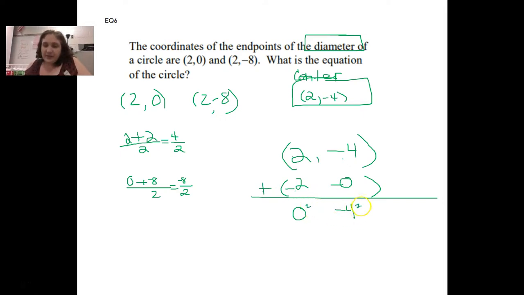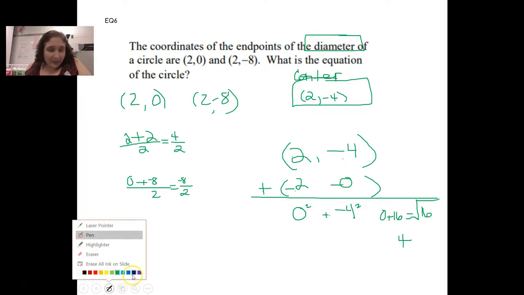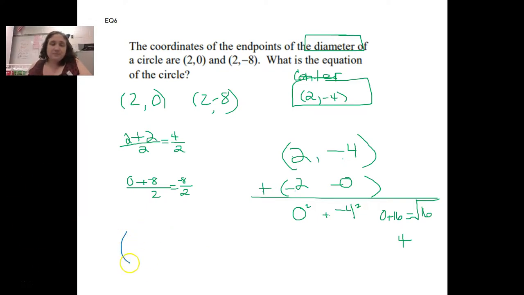We square each thing and add it up. So we get 0 plus 16, which is 16. And to do the distance formula, we take that square root at the end, and it's on the formula sheet, so you know our radius is 4. So now we have our radius and we have our point, so we can plug it into the equation.